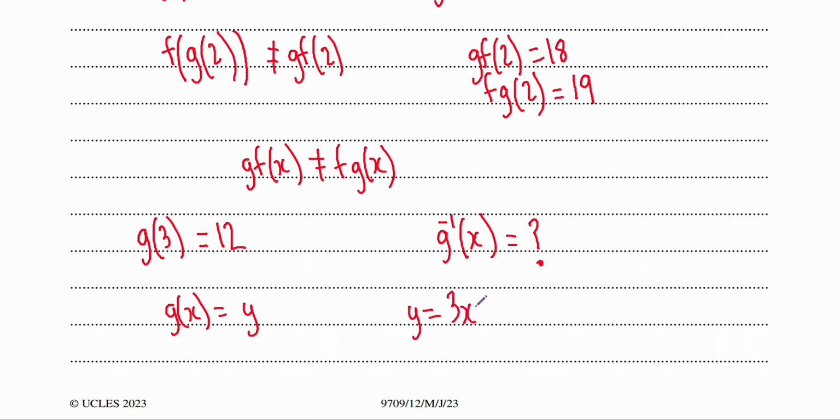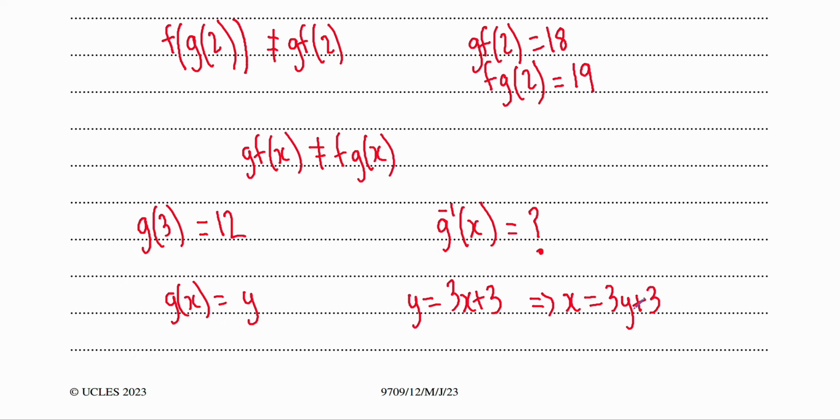3x plus 3. Now what you do is something like this. Wherever the x is, you replace the x with a y, and you replace the y with an x. So what this means is that instead of y over here, you have x is equal to 3y plus 3. And now you want to get y by itself.